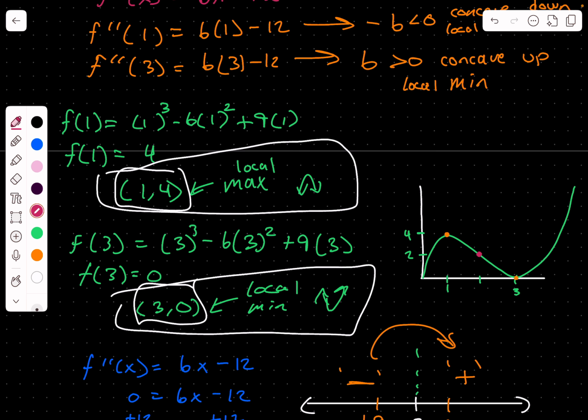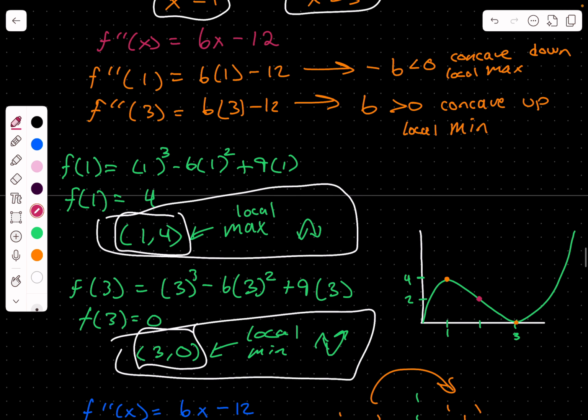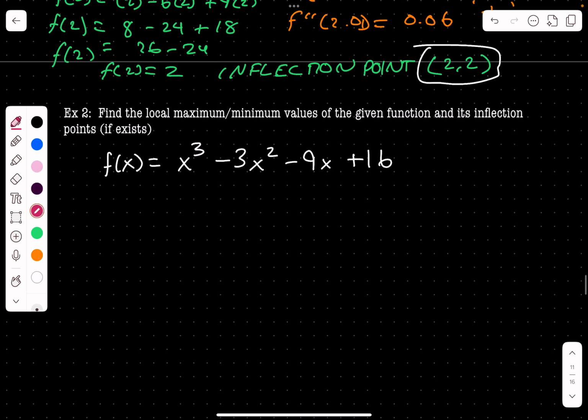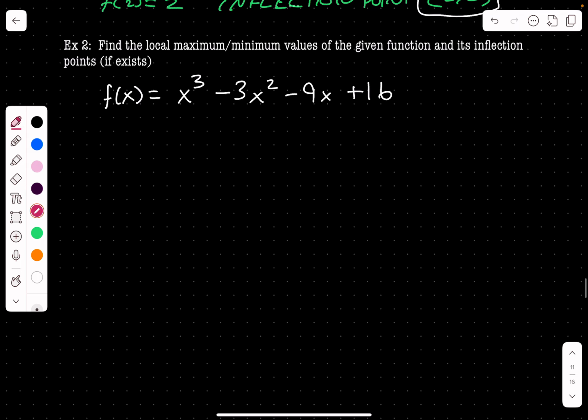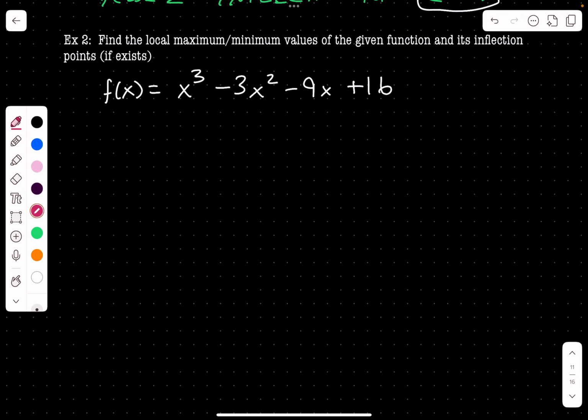I hope this is translating. We're basically just doing everything as if we weren't given a graph of a function. Let's do this next one. These are all just repeated steps. We're just doing the same thing over and over again. If you want to pause the video and try it out yourself, feel free. Okay, let's jump into this.